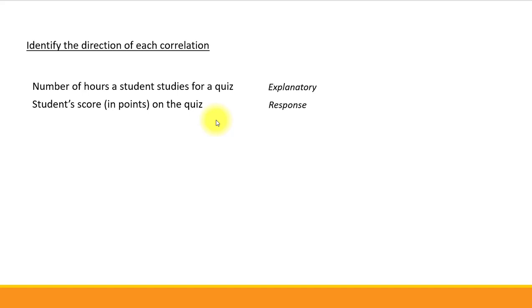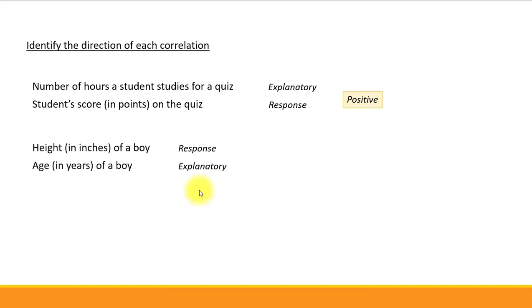So let's think. As the explanatory variable increases, in other words, as the number of hours the student studies increases, what happens to the response variable? Does it go up or down? So as the student spends more time studying for a quiz, what can we expect for the student's score on that quiz? Well, we would expect, using common sense, that the result is going to be higher, which means that the direction of this association is positive. As the explanatory variable increases, the response variable also increases.